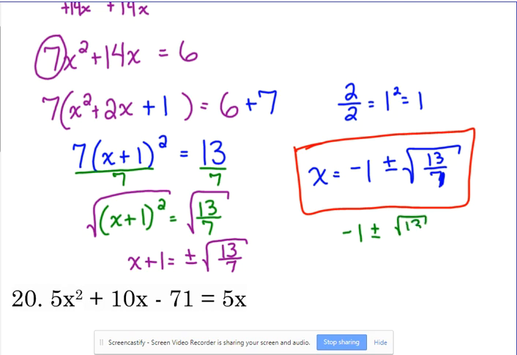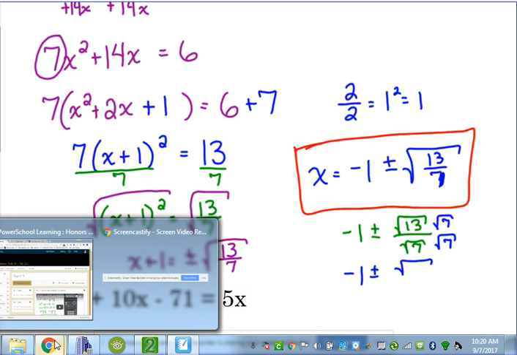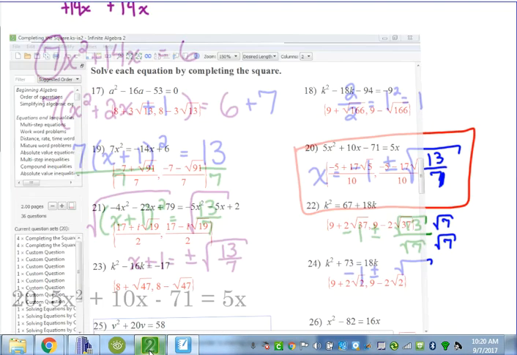Okay. So the whole square root thing that I was telling you, you take the square root of the top, you take the square root of the bottom. We don't like to leave square roots in the bottom. So we multiply top and bottom by the square root of 7. Okay? So what happens? 13 times 7, I'm assuming, is 91.